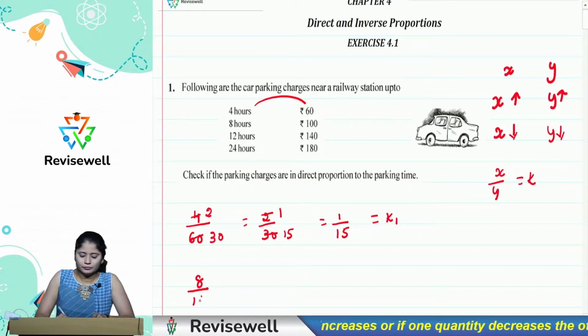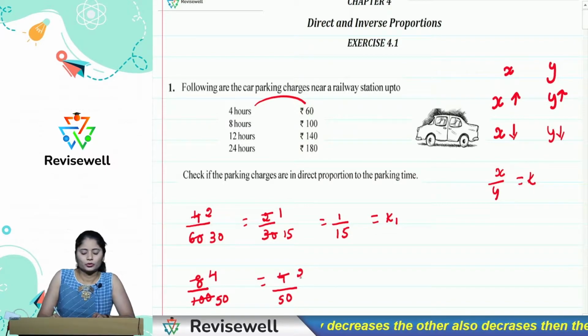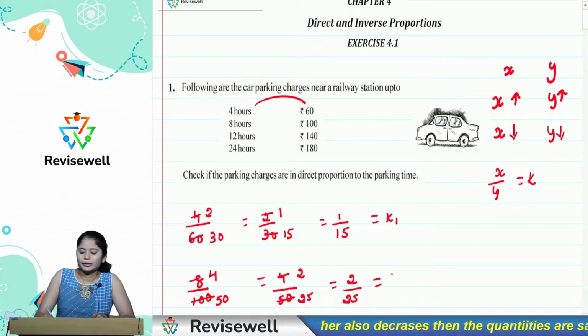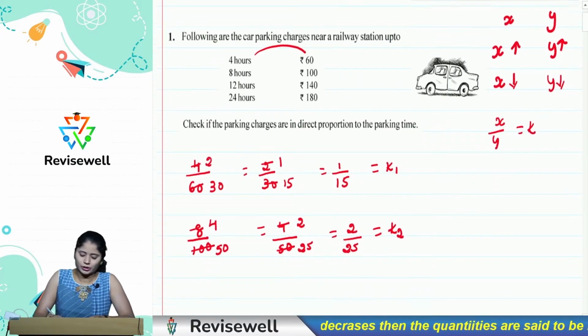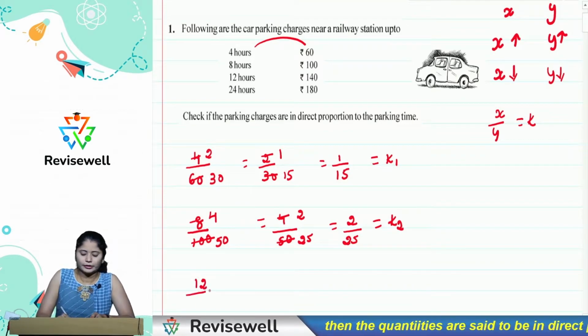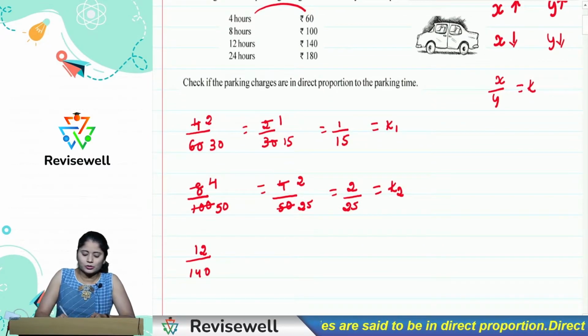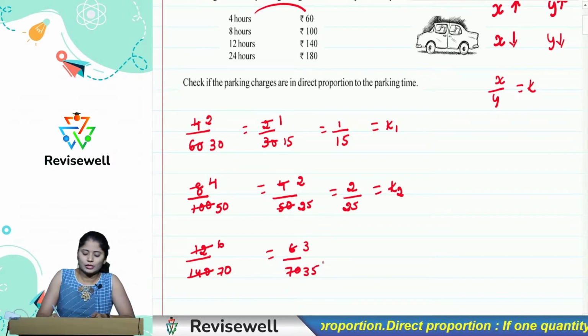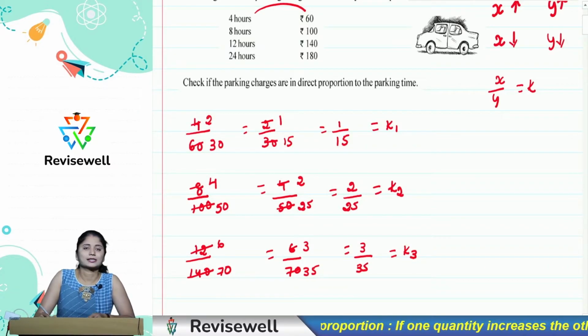So 8 hours by 100. So 2 4s are 8, 2 5s are 10 and cancel the zeros. 4 by 50. Further I'll cancel it, 2 2s are 4, 2 25s are 50. So this is 2 over 25. Let me take this as constant K2. Similarly the third one, that is 12 hours by 140 rupees. So 2 6s are 12, 2 7s are 14, cancel the zeros, 6 over 70, 2 3s are 6, 2 35s are 70. So this is 3 over 35. Let me take this constant as K3.